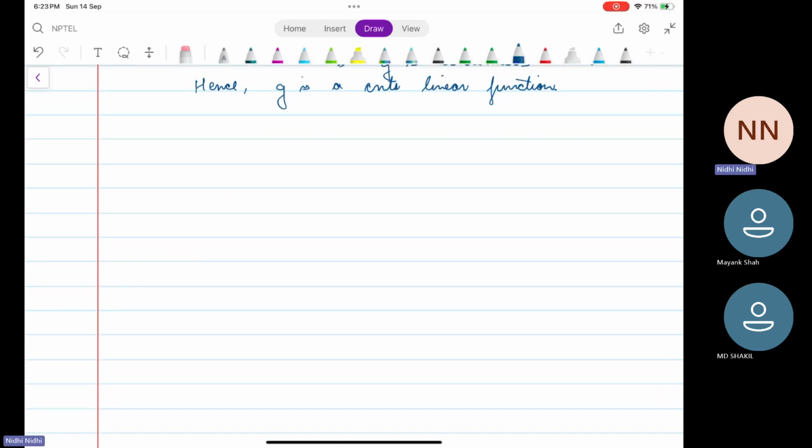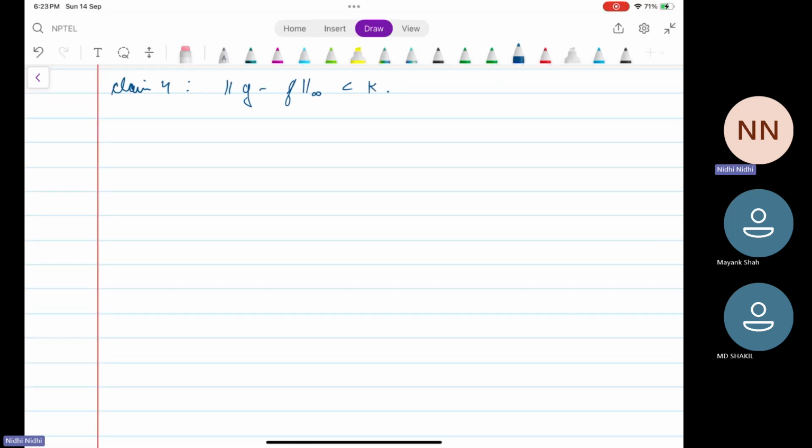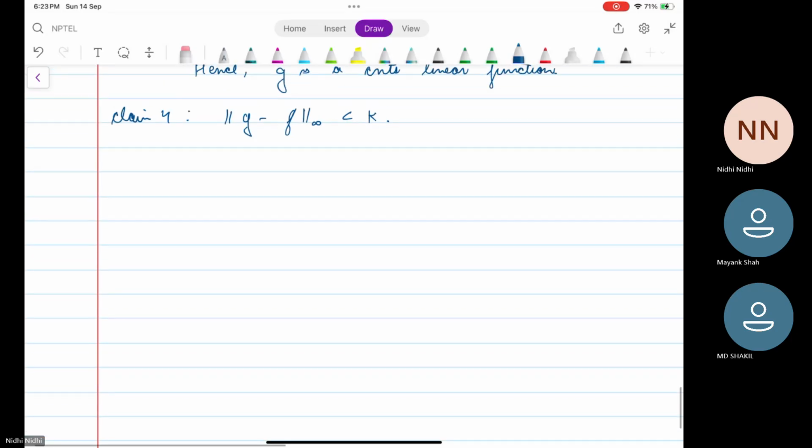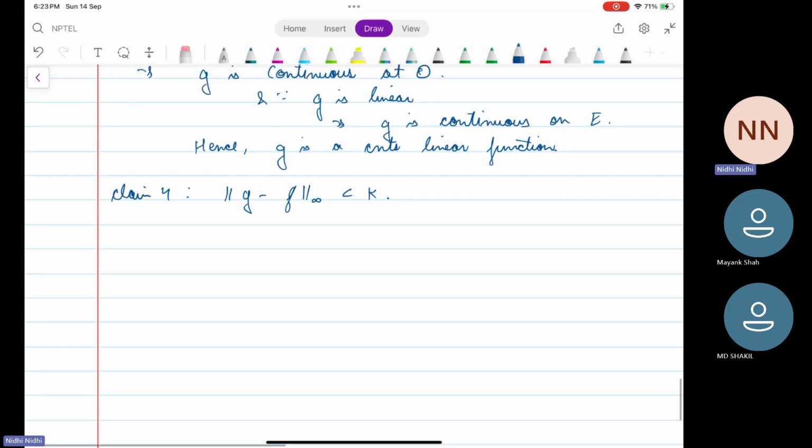Okay. Next, we need to show that g lies in some neighborhood of f. So that will be our claim 4: norm g minus f, and this is the sup norm, is strictly less than k. Now for any x in E, what is this norm f(x+h) minus f(x)?